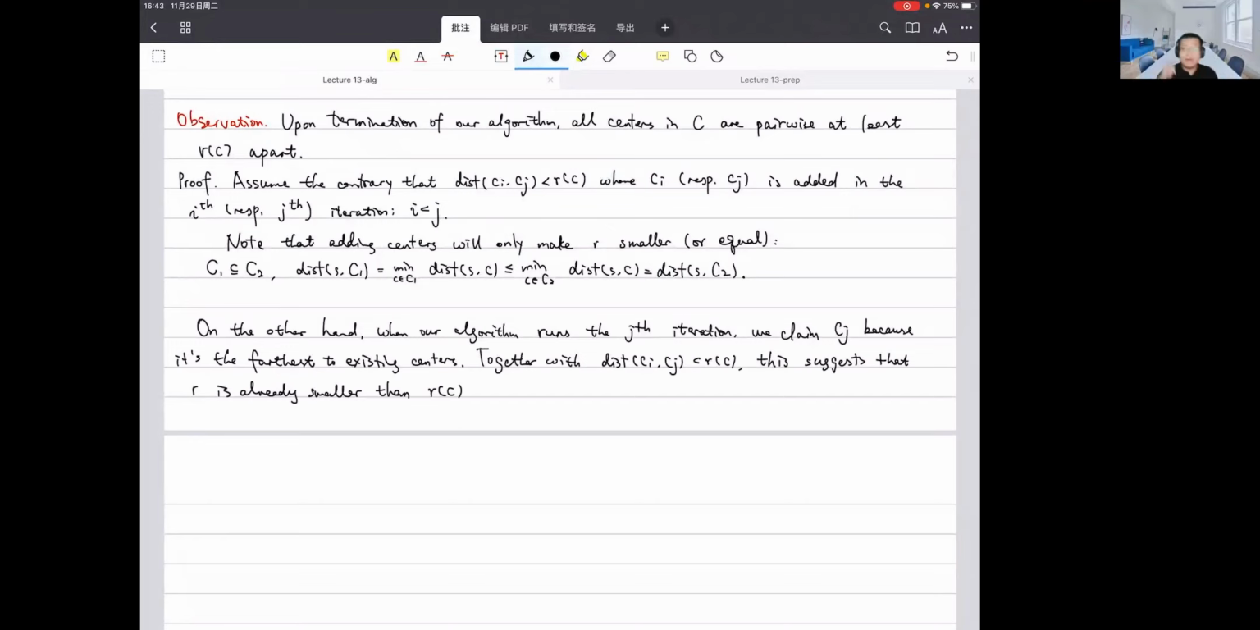Because when you choose Cj here, you notice that the distance between Ci and Cj is already smaller than RC. So this is just saying that the best choice you are making here is that the current radius in this case is always going to be smaller than RC. But this contradicts our assumption.